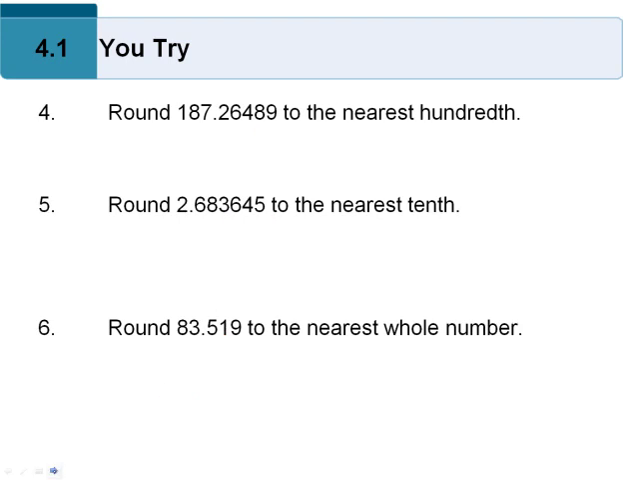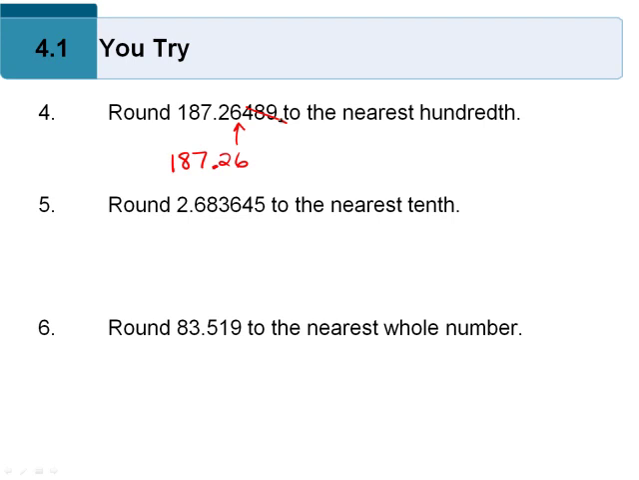All right, here's some more you tries. Round 187.26489 to the nearest hundredth. So the 2 is in the tenths, and then 6 is in the hundredths. The 4 is not going to round that up. It's less than 5. So that means the 6 stays the same, and the 2, and then copy down everything else to the left, and the 489 just drop off.